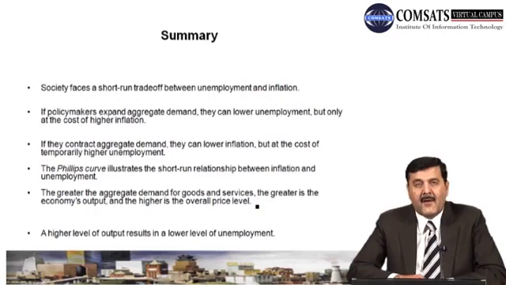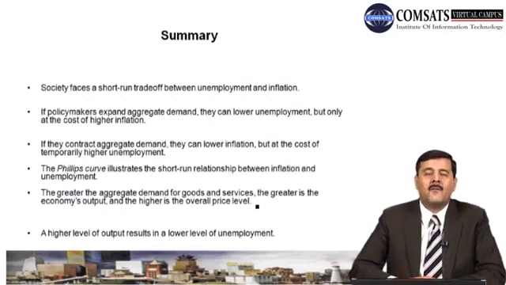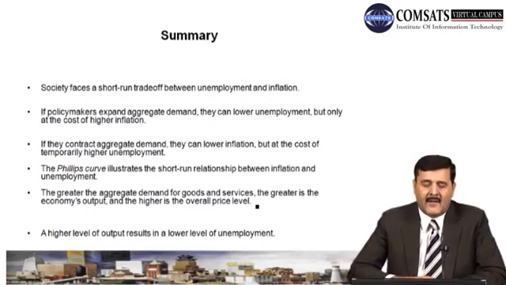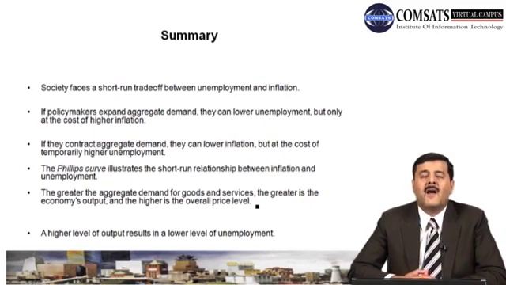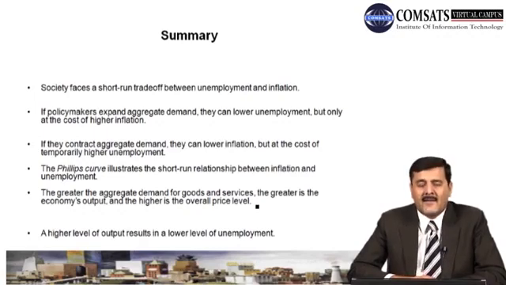The greater the aggregate demand for goods and services, the greater is the economy's output and the higher is the overall price level in the economy. So when we say that there is a greater aggregate demand of goods and services in the economy, the greater will be the economy's output and the prices will be higher. A higher level of output results in a lower level of unemployment.